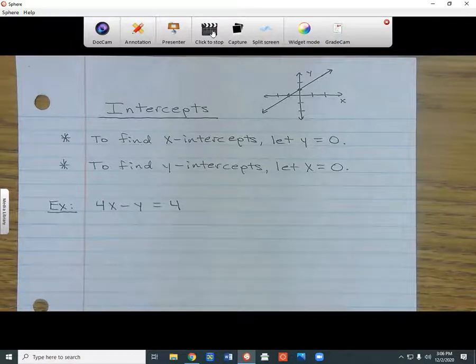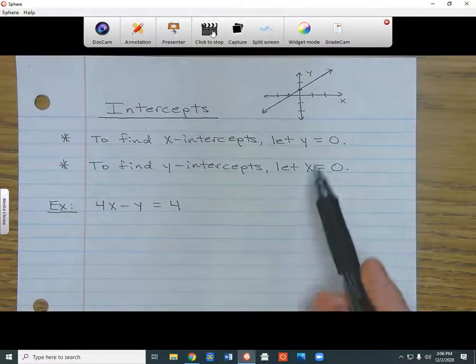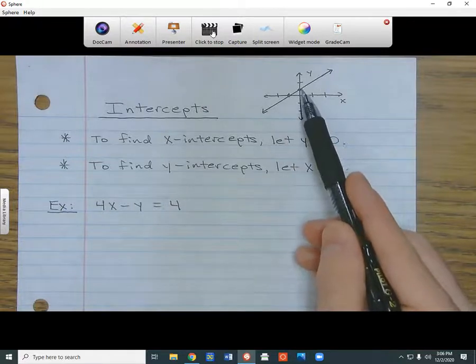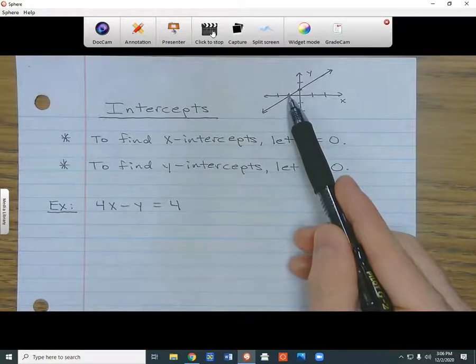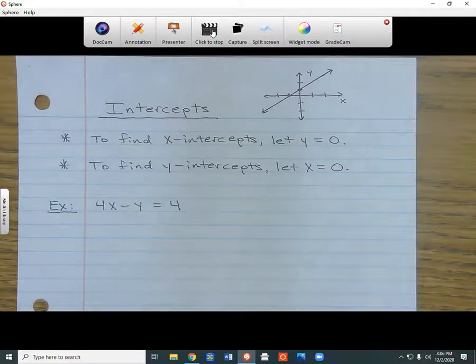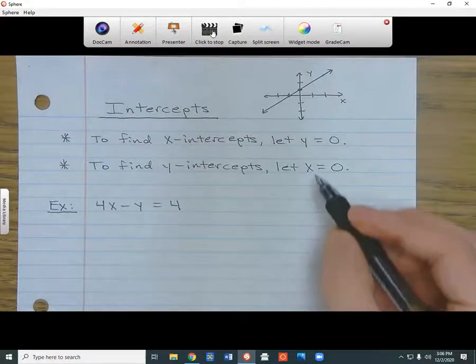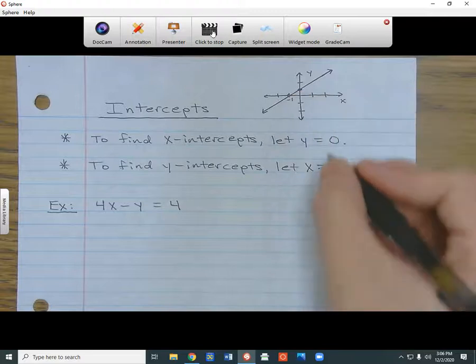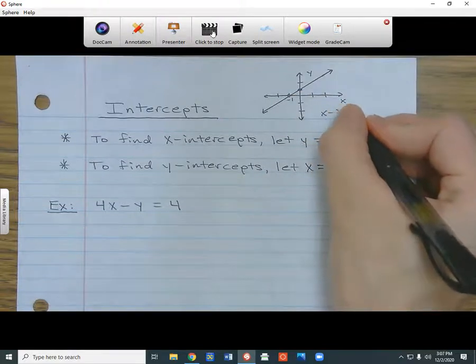Alright, today I'm talking about intercepts. Now when we talk about intercepts, we're talking about where the graph of the line crosses the x-axis and the y-axis. So looking up here, I graphed a line where it crosses the y-axis up here and it crosses the x-axis over here. So the question is, at what point does the graph cross the x-axis? Well, it crosses at -1. So I would say that the x-intercept would be -1.